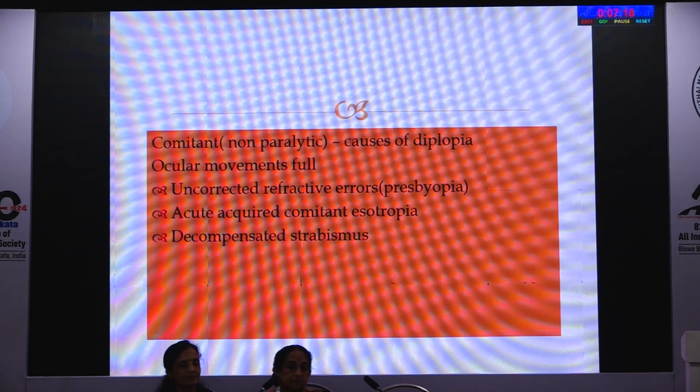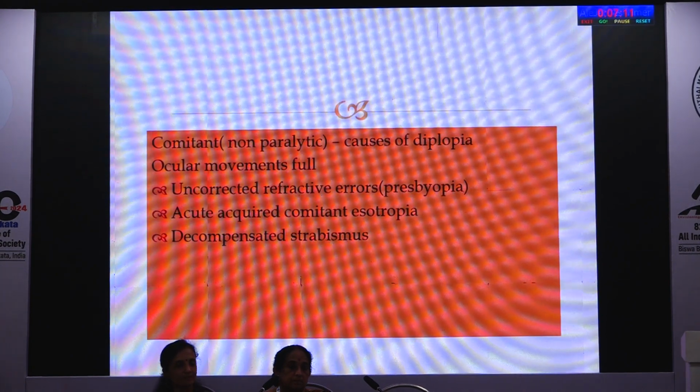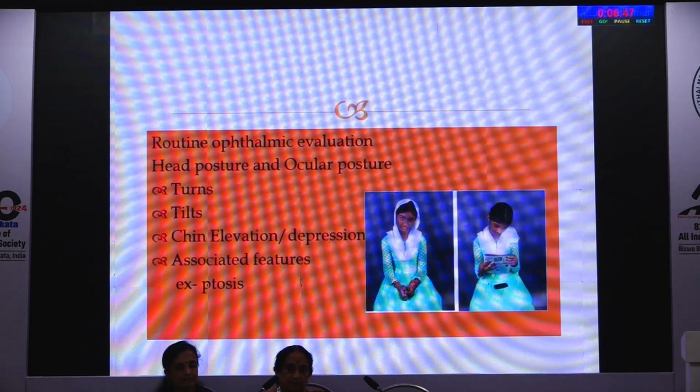Coming to the comitant or non-paralytic part, that is, where you have normal extraocular movements, you should think of conditions like uncorrected refractive error, especially in the presbyopic age. People who resist using glasses can come to you with complaints of double vision, so always rule that out. Also the acute acquired comitant esotropias, which have become so rampant in the COVID times because of increased screen time. And decompensated strabismus also, especially intermittent exotropias, where they can come with double vision even at an older age.